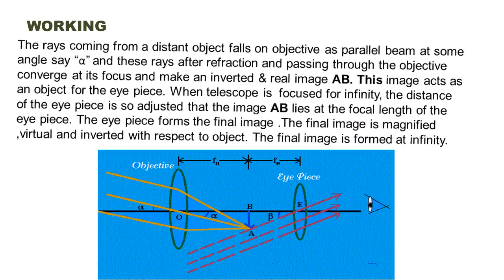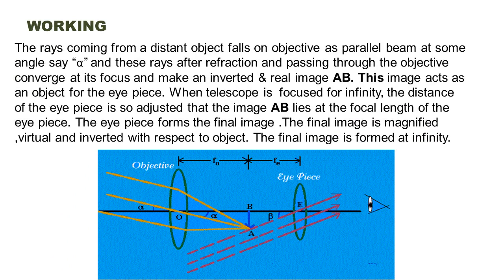Working. The rays coming from a distant object fall on objective as parallel beam at some angle, say alpha, and these rays, after refraction and passing through the objective, converge at its focus and make an inverted real image, which is of very small size. This image is denoted as AB in the diagram. This image acts as an object for the eyepiece.